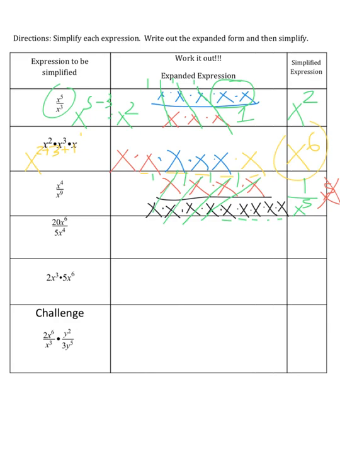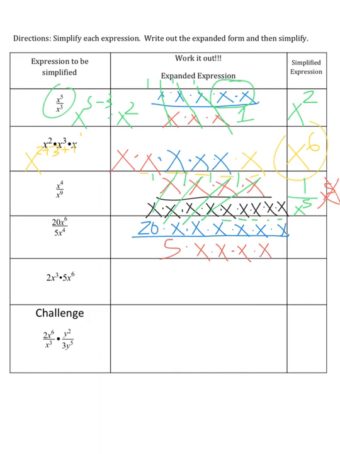Follow that expanded form. In this next problem, we have 20x to the 6th divided by 5x to the 4th. So once again, we'll write this out in expanded form. And 20x to the 6th is 20 times, and it's x to the 6th, so we have 6 x's, over, and then we have 5x to the 4th. So we should have 4 x's.